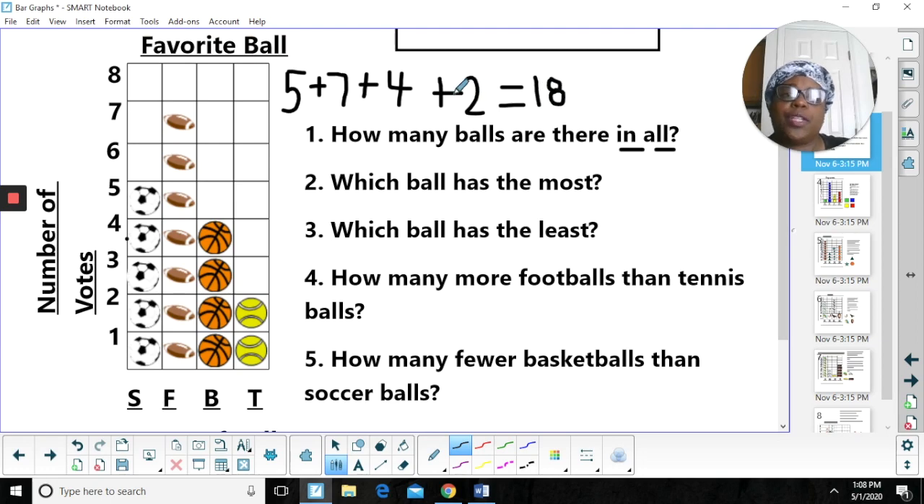Now, another way we could have done that was we could have just counted all of them. So let's just count them all. 1, 2, 3, 4, 5, 6, 7, 8, 9, 10, 11, 12, 13, 14, 15, 16, 17, 18. So we came up with the right answer. So we're going to write 18 right here. Okay.